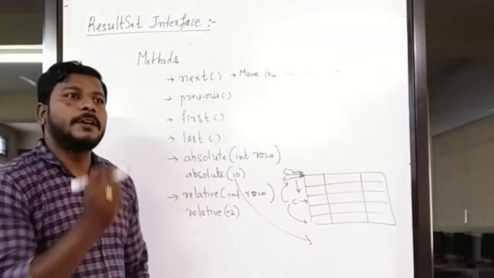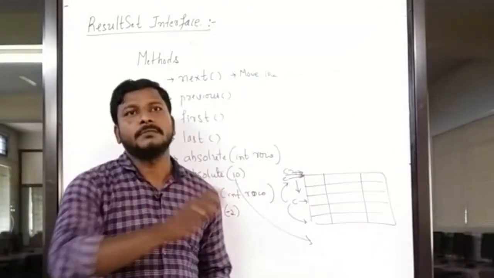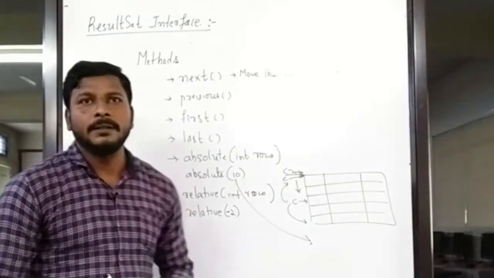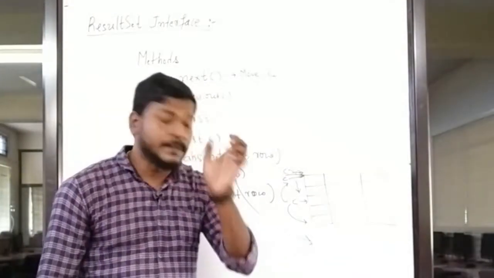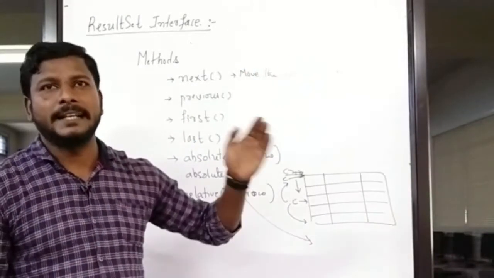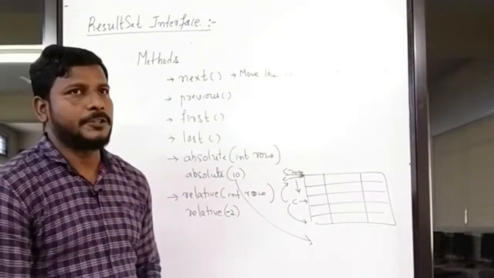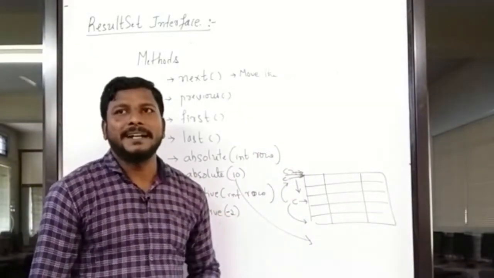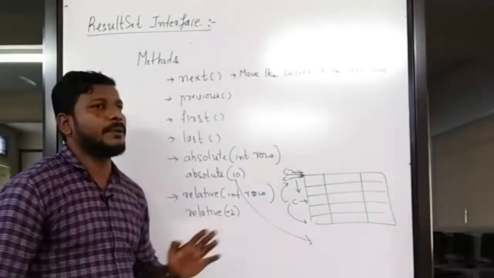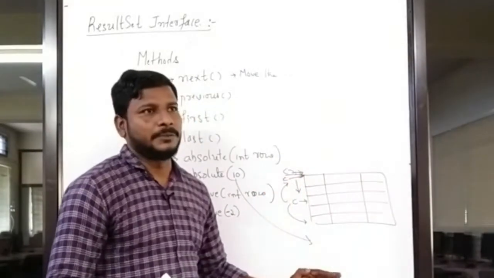So if you want to navigate arbitrarily, in a forward direction or in a backward direction, you can use relative with the index value. If it is negative, it goes in the previous, backward direction. If it is positive, it goes in the forward direction, and the particular row will be identified.